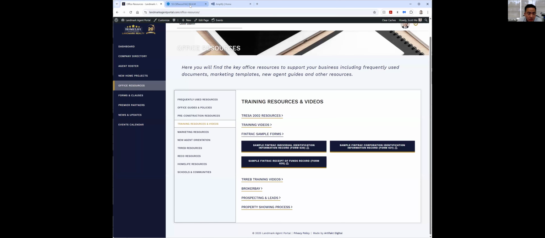Okay, so when you're in Treb MLS, I use Realm. I think there's a similar way for Matrix. So I'm just going to show Realm today.